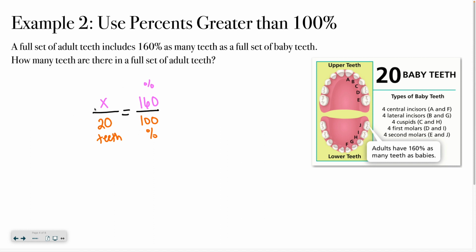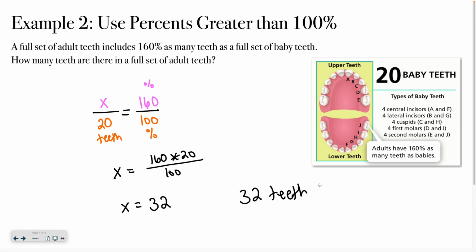So now we have it set up. We're going to do the same thing that we've been doing. We're going to cross multiply and divide. Another thing that you can do is, nope, actually, I'm just going to stick with this. We're going to cross multiply and divide, okay? So X equals, and then I would do 160 times 20, and then I would divide by 100. So when I do that, I get 32. So that means adults have 32 teeth. All right, so there is our final answer for example 2.